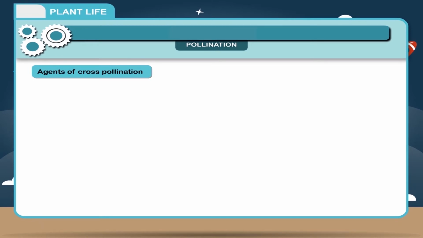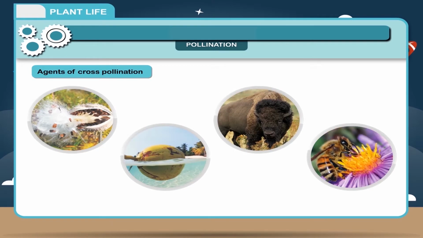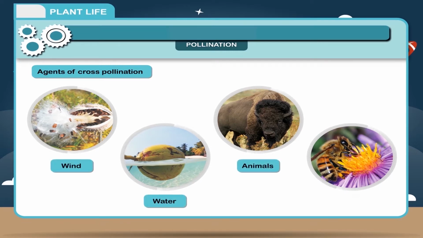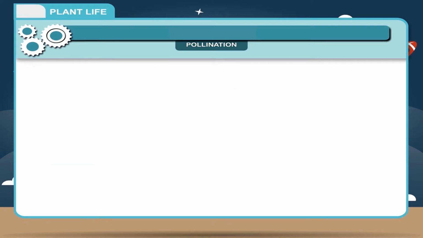Agents of cross-pollination. The pollen grains cannot reach the stigma on their own, so they take the help of some external agents for pollination. There are several agencies or sources through which pollen grains reach the stigma of other plants. The agents for cross-pollination may be wind, water, animals, and insects.